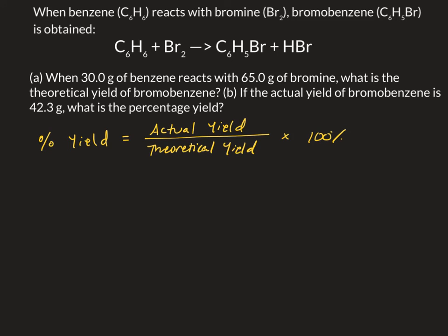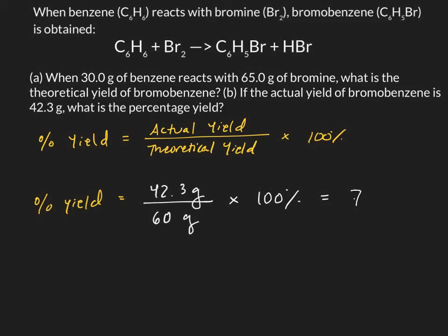In this case, numbers are a little bit different. Our actual yield here is 42.3 grams, and our theoretical yield was 60 grams. So we have 42.3 grams divided by 60 grams times 100%, and that gives us a value of 70.5%. What do you know? It's pretty close to our sandwich percent yield. So that's our percent yield.